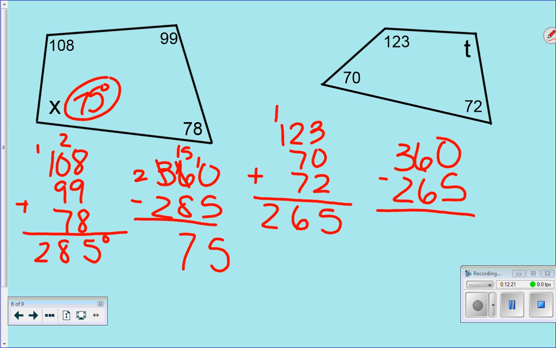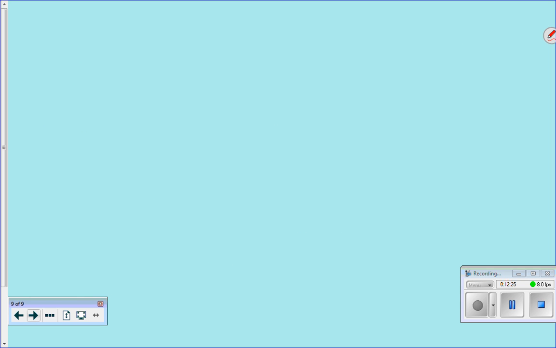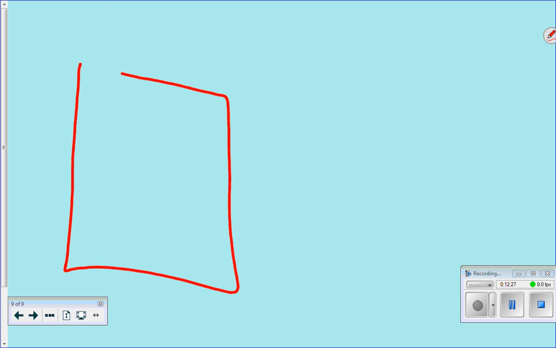Okay, I'm going to take it one step further now for you. I'm going to draw a picture for you, and it's going to look like this. What kind of shape is this? Quadrilateral. How many sides are there? Four, right?